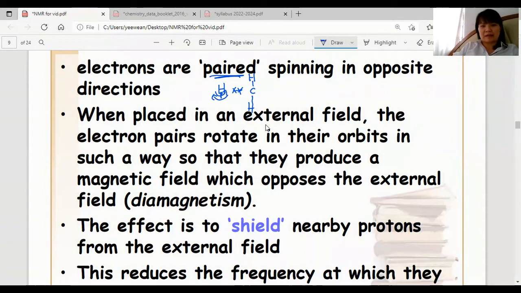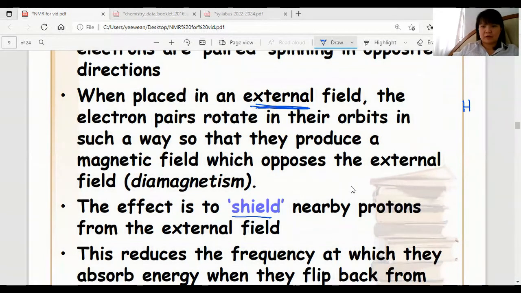When placed in an external field, again, we're talking about the NMR instrument. Remember the proton spin just now, it aligns in such a way to be aligned with or against the NMR instrument. So these electrons will spin in such a way that they can protect the proton that is against the instrument. It forms a shield to protect this proton. So the electrons will also spin and cause a certain magnetic field as well.